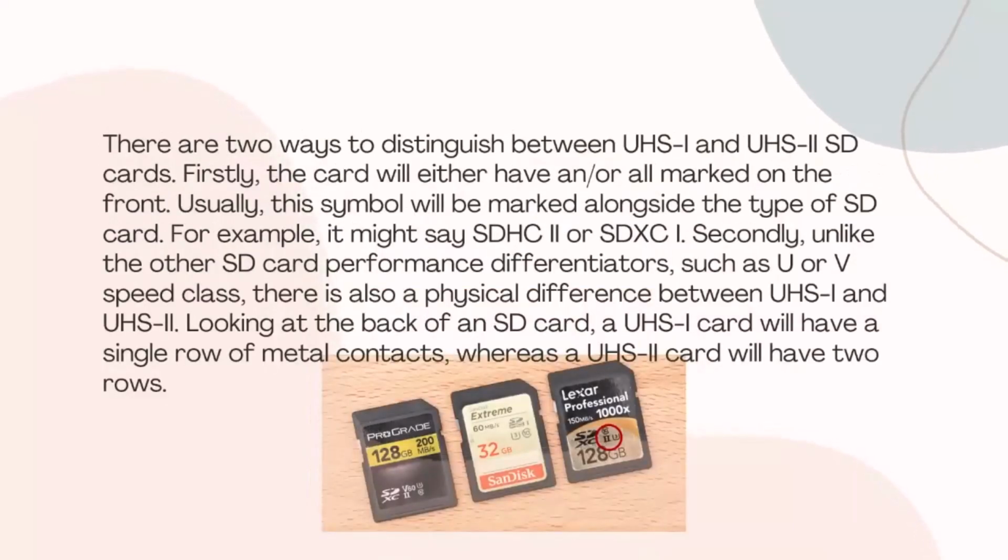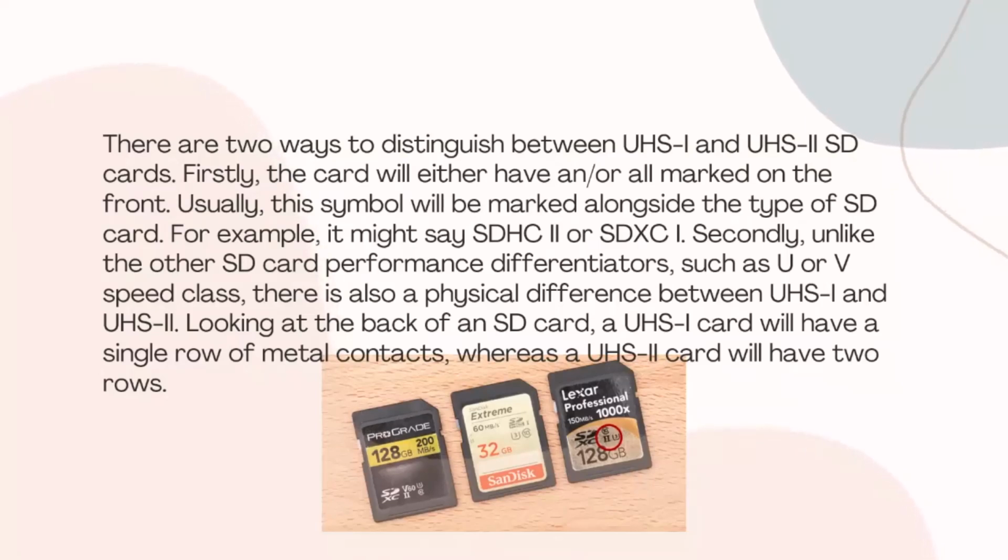There are two ways to distinguish between the UHS-1 and UHS-2 SD cards. Firstly, the card will either have "I" or "II" marked on the front. Usually this symbol will be marked alongside the type of SD card. For example, it might say SDHC II or SDXC I.